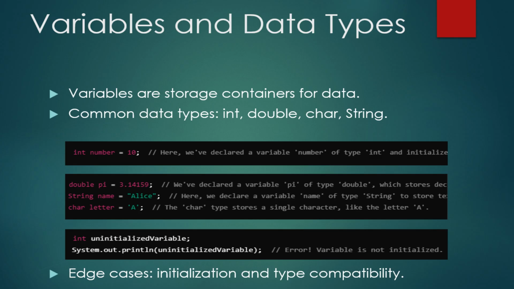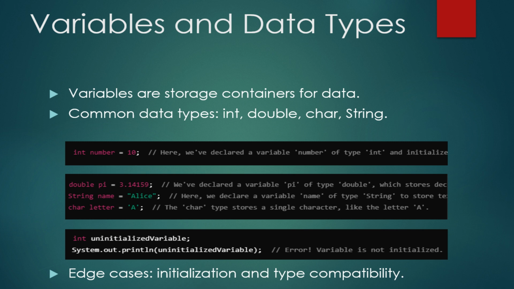Let's start with variables. In programming, a variable is a named storage location for data. Each variable has a specific data type, which determines the kind of data it can store. Here's how we can declare and initialize variables in Java. Now, let's break this down. int is the data type, which stands for integer, which is a whole number. number is the name of the variable, and 10 is the value we assign to it during initialization. This means the variable number can now store the whole number 10.